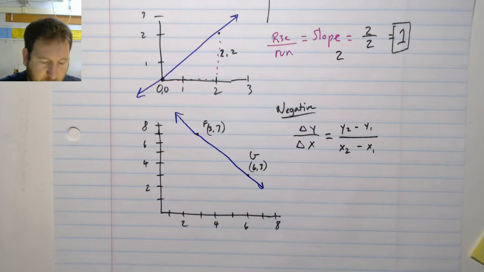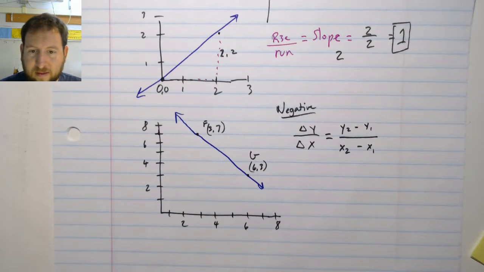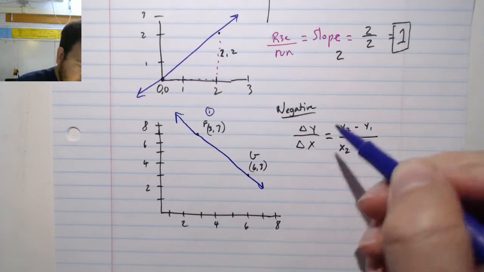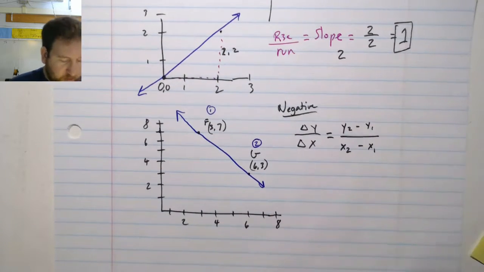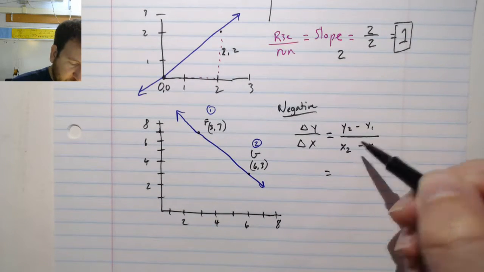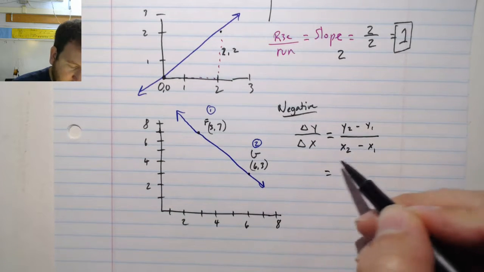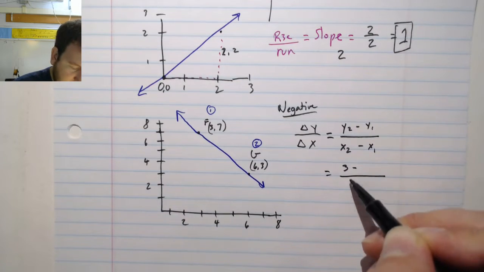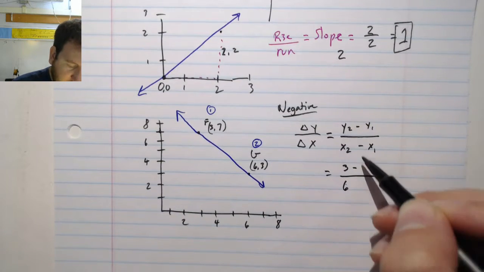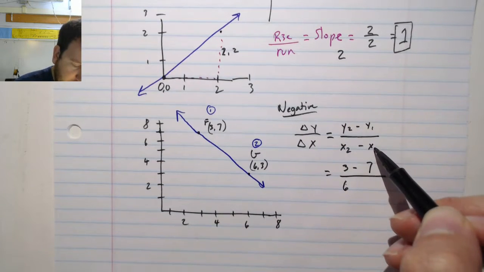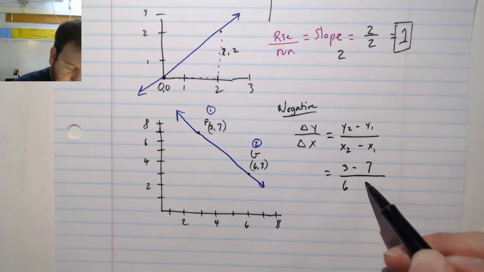So let me show you how I can do that in this case to work it out. We're going to have our F be point 1 and our G be point 2. All right. So my y2 and x2 are going to be this, my x and my y. I'm going to have 3 minus, and then my x2 down here is going to be my 6. My y1 here is going to be 7, and my x1 here is going to be 3.